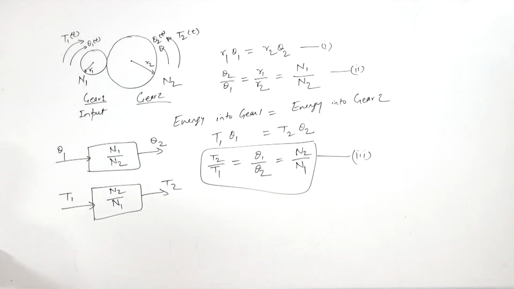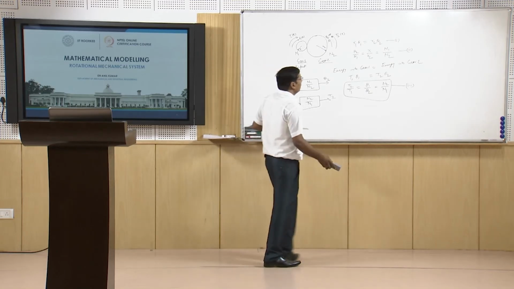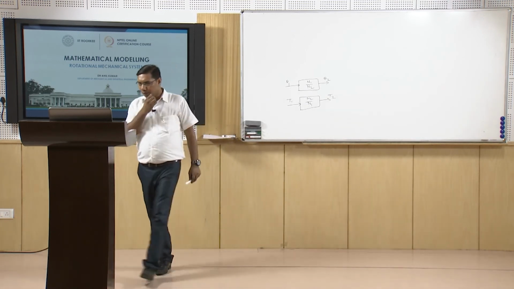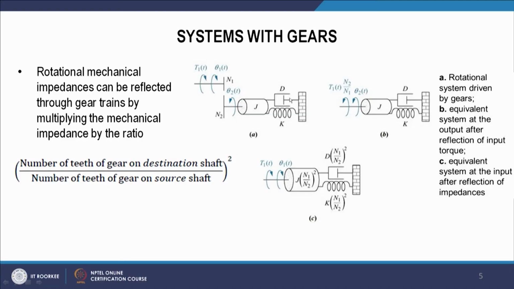Now we take another example here. So let's take one example. We can see here the example. So we have one damper, spring and inertia, and here is the input shaft. There is a gear that contains N1 number of teeth, and input torque T1 is applied here, and there is the input angular displacement theta 1. Then here is gear 2, that is on the second shaft. There is inertia, damping and stiffness.